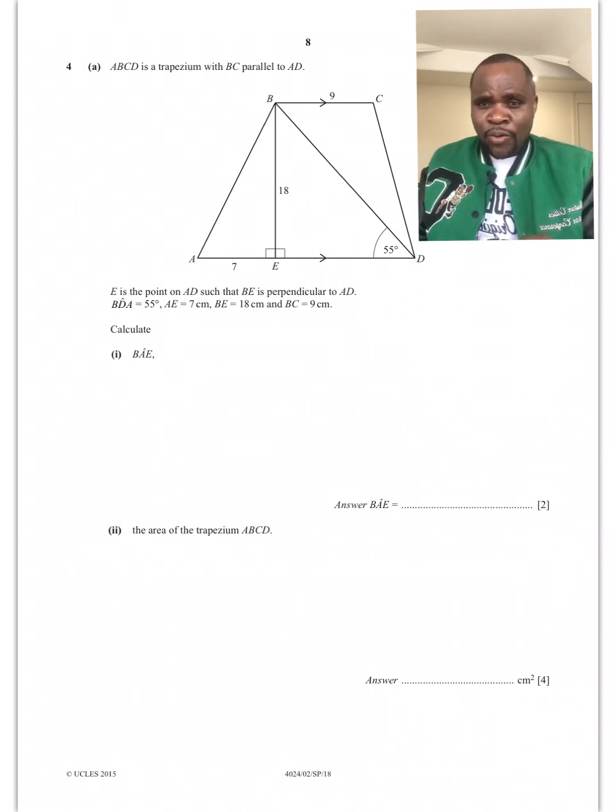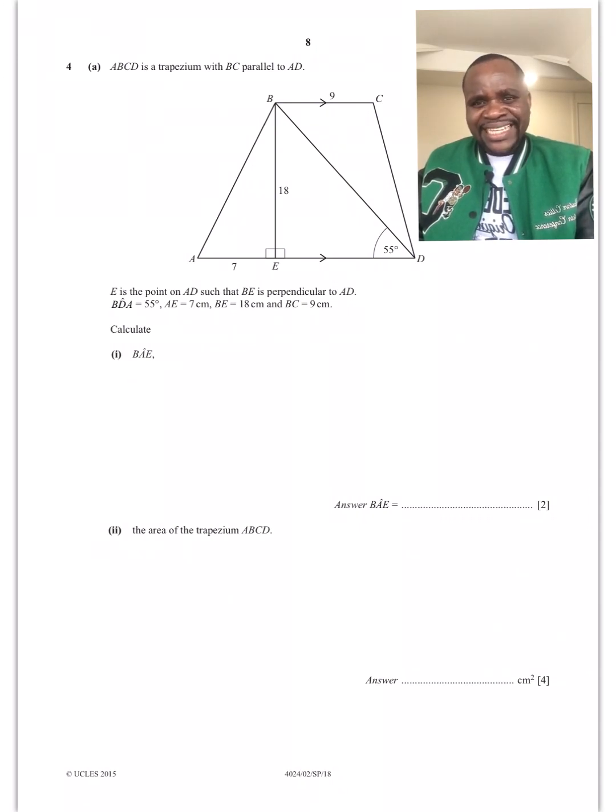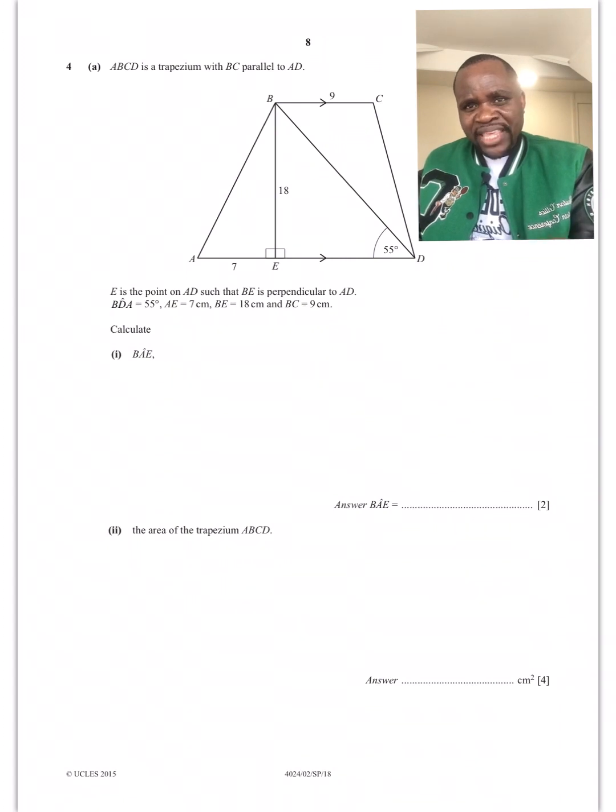But now, let's get into the question. What do they want from us? First, we are required to calculate BAE, which is an angle. B from there, AE. BAE is this angle. So that is that angle.